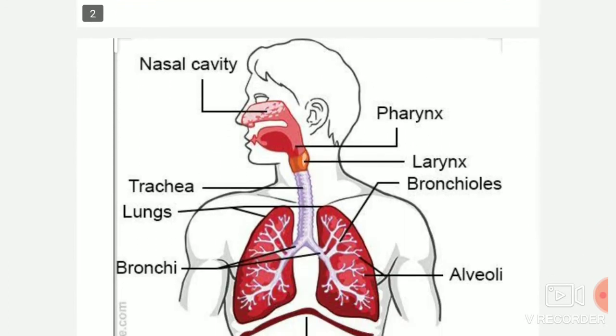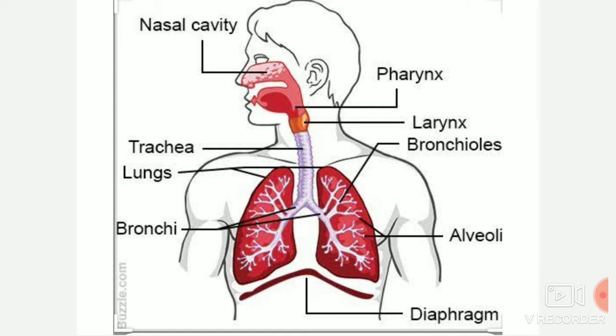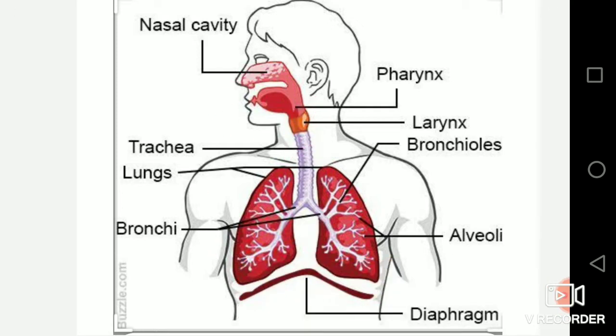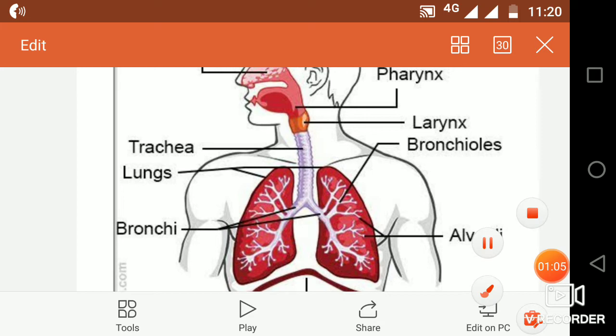Before we start the respiration, we need to know about the parts of the respiratory system. So the nasal cavity is there, through which we take in the air, and then it goes to the pharynx. This is the common passage for the food and air, and then it goes to the larynx. Now the larynx has the epiglottis above it.